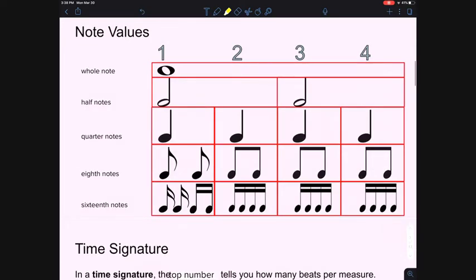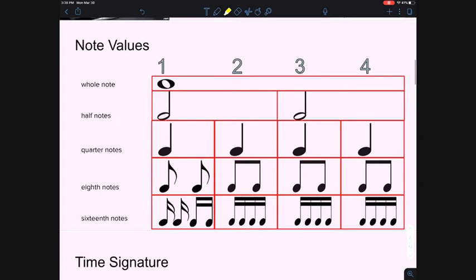So here are some examples of our notes. So we have a whole note, which is just an oval, and that consists of 4 beats, 4 quarter beats. So we would hold this out like this. 1, 2, ready, go. 1. And then there are half notes.